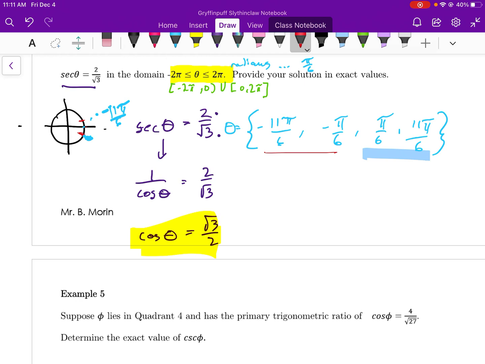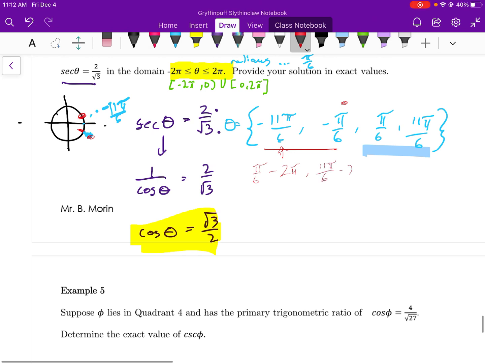What we can do is talk about the negative angle here. We know it's in the position of pi over 6, and if we simply subtract 2 pi, we get negative 11 pi over 6. Also, this angle right here is in the position of 11 pi over 6. To find the negative coterminal angle, I could simply subtract 2 pi. If you do that, you end up with negative 11 pi over 6, negative pi over 6, pi over 6, and 11 pi over 6. There we are, and that's theta.